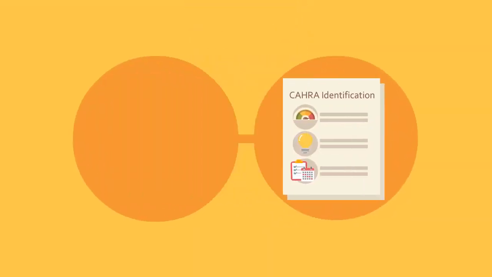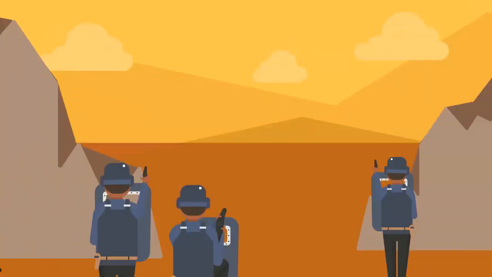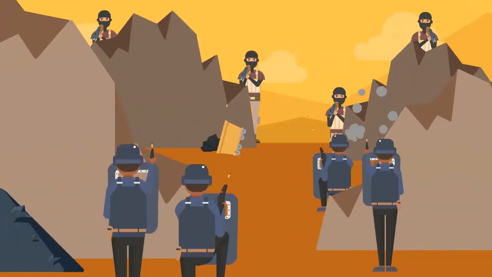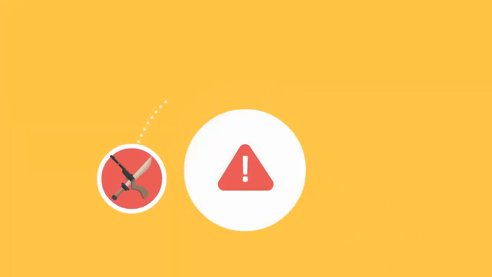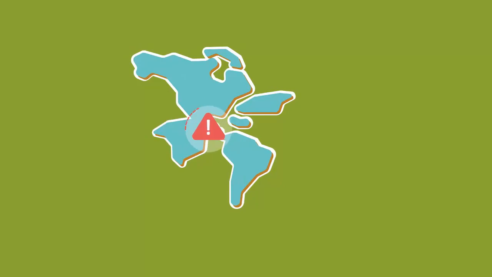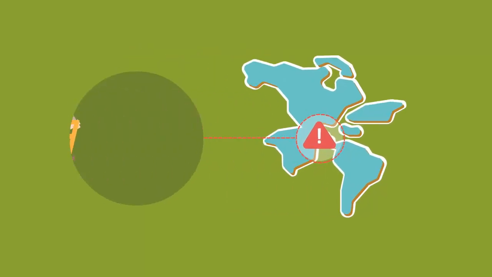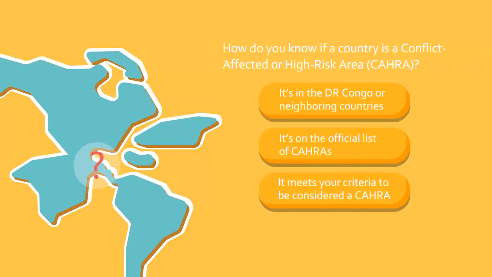This module explains how to develop a procedure to identify high-risk areas. Places with recent or ongoing armed conflict bring potential risks to your supply chain, like instability, corruption, and human rights abuses. They're called conflict-affected and high-risk areas, CAHRAs. If you source from these high-risk areas, you'll need to conduct enhanced due diligence to manage the risks. But how do you know if an area is a conflict-affected and high-risk area?